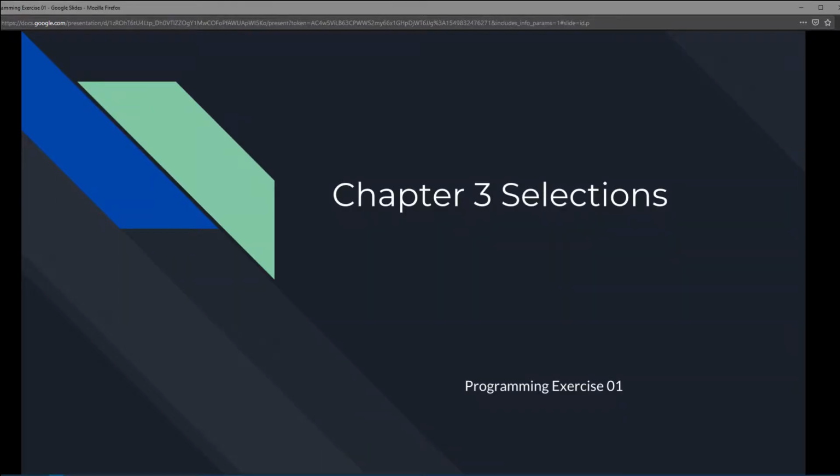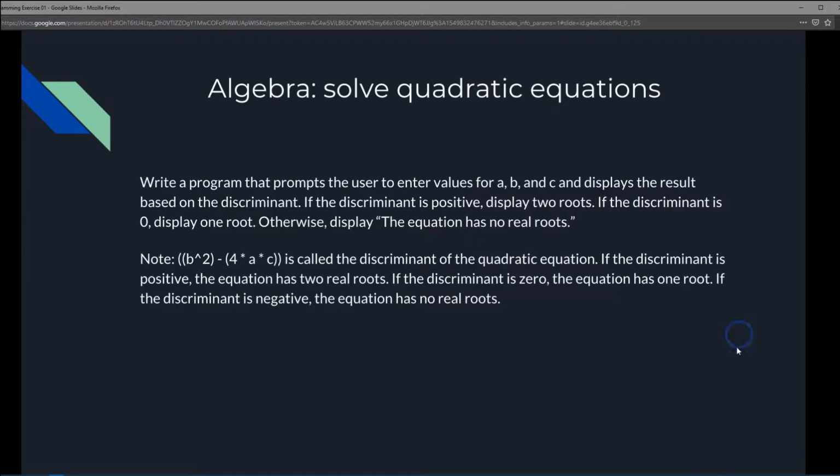This is Chapter 3, Selections, Programming Exercise 1. Algebra: solve quadratic equations. For this exercise, we're going to write a program that prompts the user to enter values for A, B, and C and displays the result based on the discriminant.